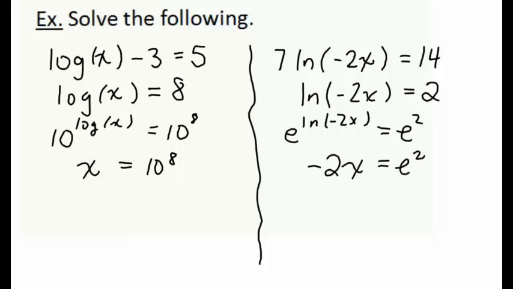And our right-hand side stays as e squared. Now finally, to solve for x, we could divide both sides by negative 2. So our final answer here is negative e squared divided by 2.